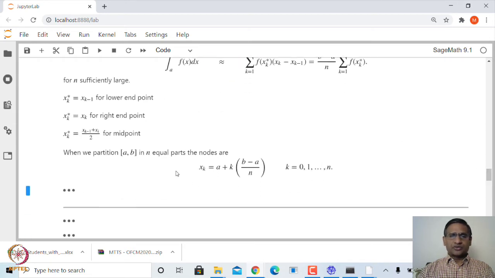Here x k is a plus k into (b minus a) by n, and k will take values 0 to n. For example, if k equal to 0 you are at a, if k is equal to n you are at b, and so on, right.